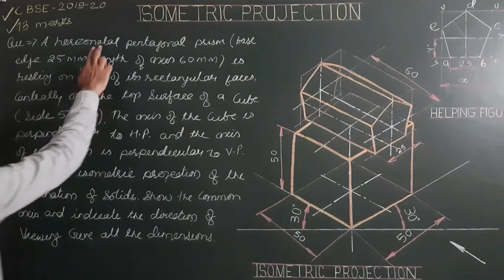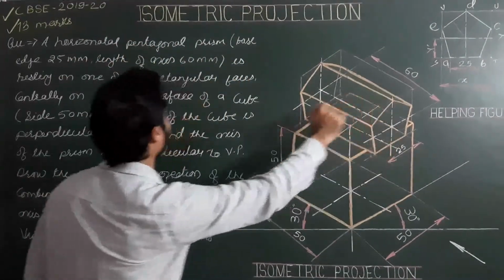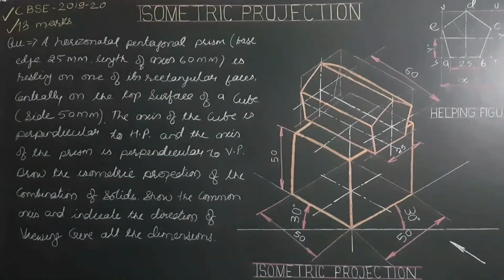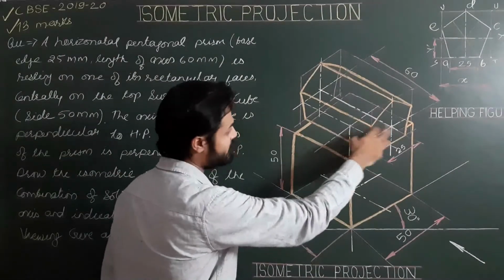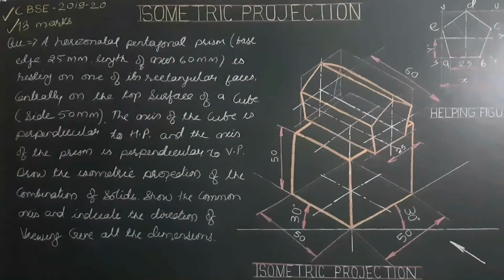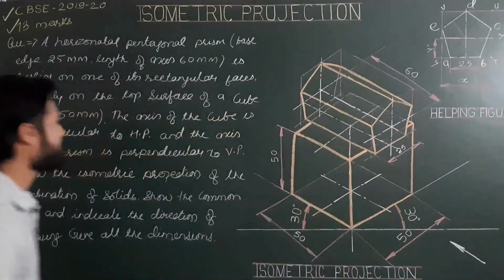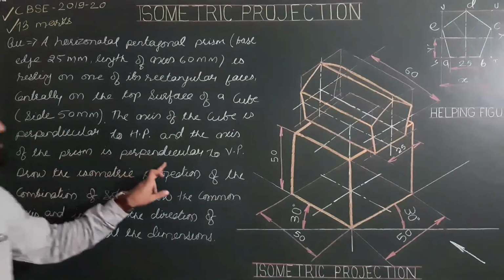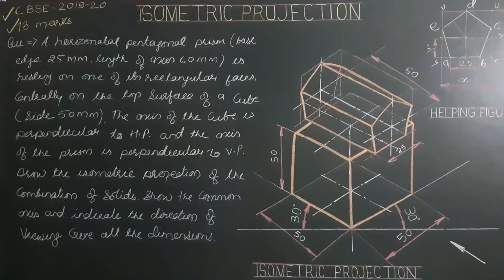Now we will check: horizontal pentagonal prism, base is 25, axis 60 mm, resting on one of its rectangular faces centrally on the top surface of a cube. Yes, resting on its rectangular face on the top surface of a cube, side 50 mm. Axis of the cube perpendicular to HP. Yes. And axis of the prism perpendicular to VP. Draw the isometric projection of the combination of solids. Yes. Show the common axis.